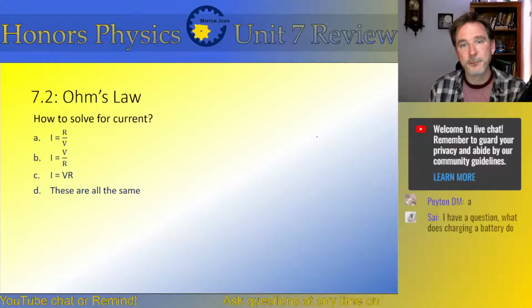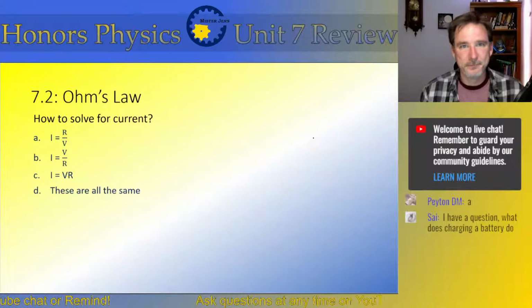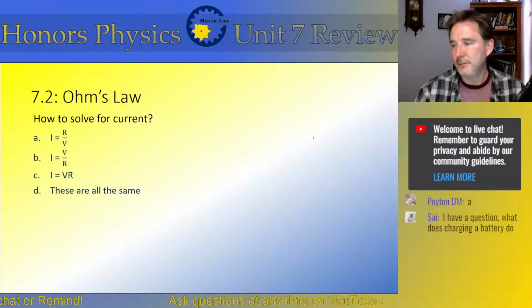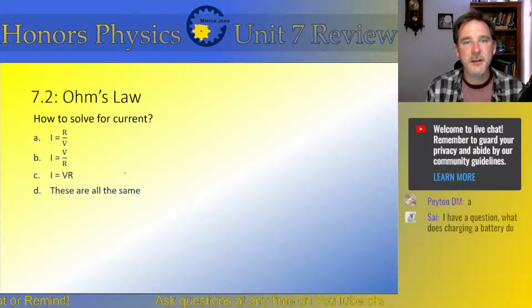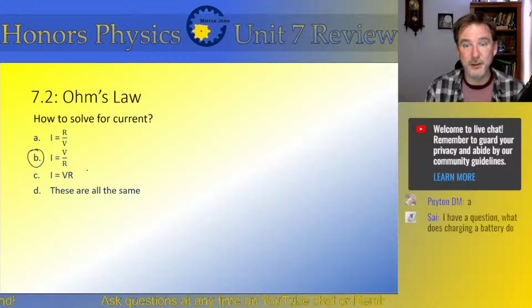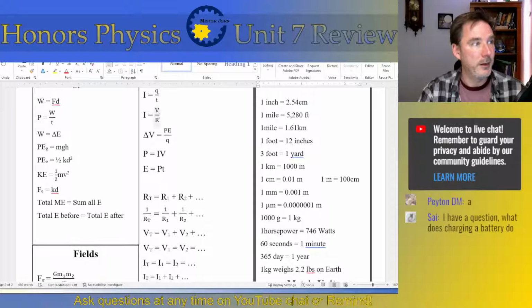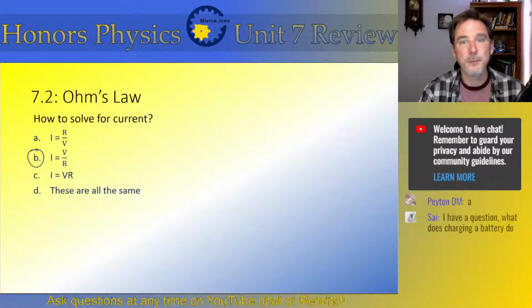Okay. How to solve for current. They all look right, kind of. But hopefully your experience leads you to remember it's B. And if your experience doesn't lead you to remember it's B, it's on the equation sheet. And there it is. I equals V divided by R. All right. Cool.